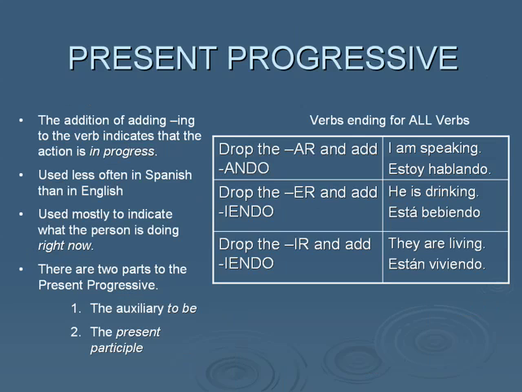The present progressive is used to indicate what the person is doing right now or an action in progress. So there are two parts to this: the verb estar, to be, and the present participle. You drop the AR and add ando, and for ER and IR you add iendo.